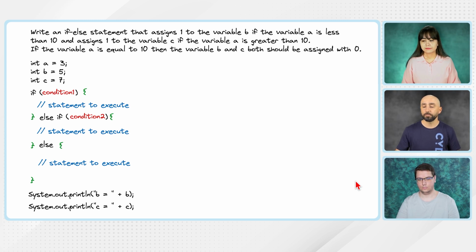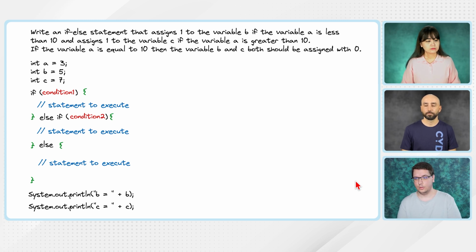Let's go. I think we have one example. Jundula, you want to do this one? Yeah, I can do it, no problem. All right, let's do this. Okay, so the question says: write an if else statement that assigns 1 to the variable b if the variable a is less than 10, and assigns 1 to the variable c if the variable a is greater than 10. If the variable a is equal to 10, then the variables b and c both should be assigned 0. So I see two different conditions here, and also one more saying what's going to happen if the first two are wrong, right?